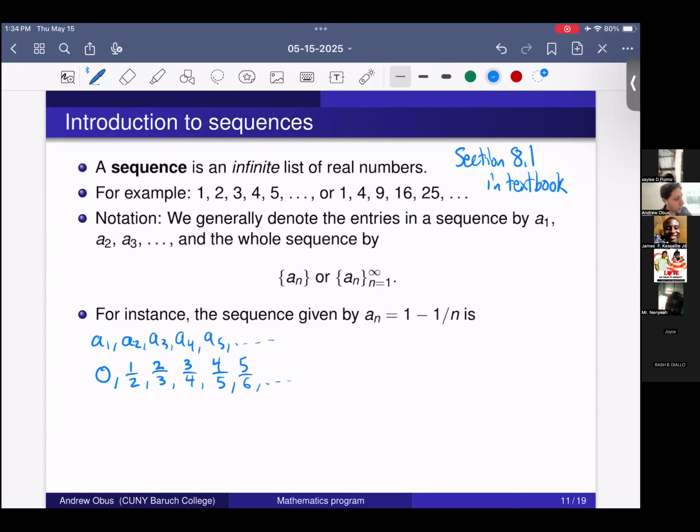If you want the sixth entry, that's 1 minus 1 over 6, which is 5/6, and so on. You could write the sequence by writing down all of these entries and seeing a pattern, or you can give a formula. So in this formula, what we're saying is that the nth entry in the sequence is 1 minus 1 over n.